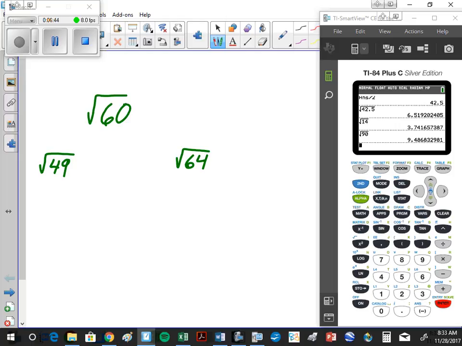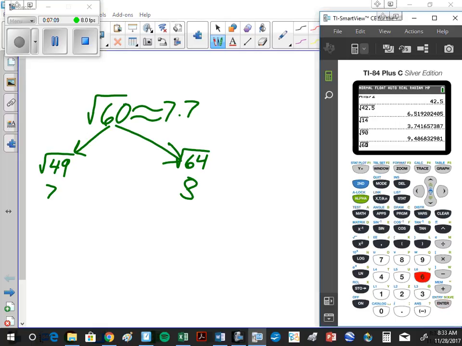Does that make sense now? This would be 7 and this would be 8. And which one are we closer to? We are 11 away from this one, and we're 6 away from that one. So maybe 7.7. Square root of 60, 7.7. Okay? Does that kind of make sense?